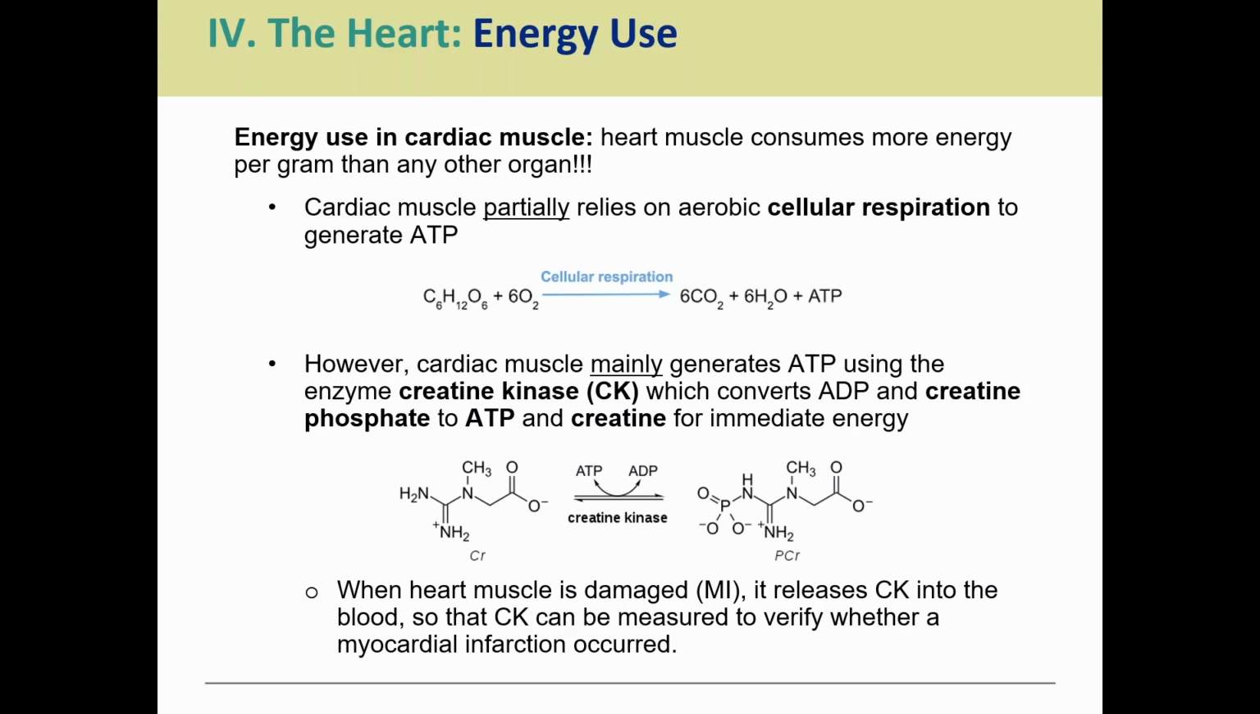Now, as you can imagine, this is energetically expensive, right? When we look at it for its weight, it's the most energetically expensive organ we have. And that makes sense when you think about it, because we need our heart to beat literally 24/7. We do get some ATP from cellular respiration, but we also use the creatine kinase, the creatine phosphate pathway, when we need immediate energy. This is also the reason why when we have a heart attack, like a myocardial infarction, we see the creatine kinase make its way into the bloodstream, because the heart muscle's been damaged. And so we can use that CK measurement to determine if someone's had a heart attack or not.